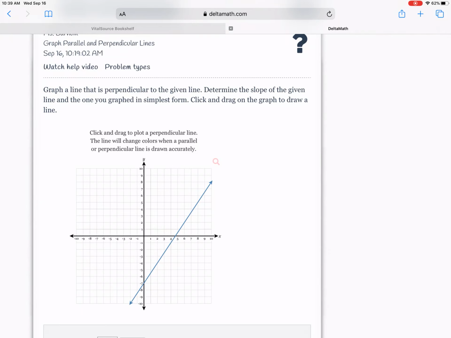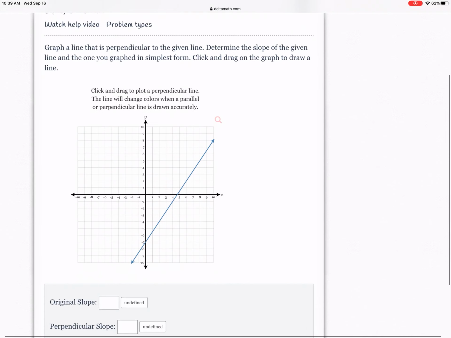Okay, I just wanted to do a couple DeltaMath examples with you because the way that I did my notes versus the way that your homework is actually going to be is just a skosh different. So the first thing is going to ask you to graph parallel and perpendicular lines. Make sure you read the directions because it's going to change on you each time whether it wants a parallel or a perpendicular line. This time it does say perpendicular line.